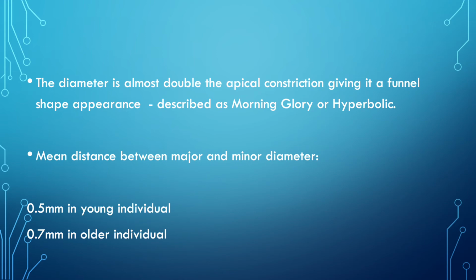The diameter is almost double the apical constriction, giving it a funnel shaped appearance, and it is also known as the morning glory or hyperbolic appearance. The mean distance between the major and minor diameter is about 0.5 mm in young individuals and 0.7 mm in older individuals.